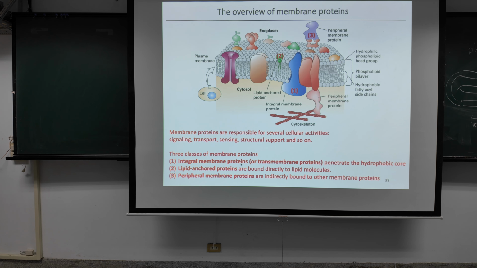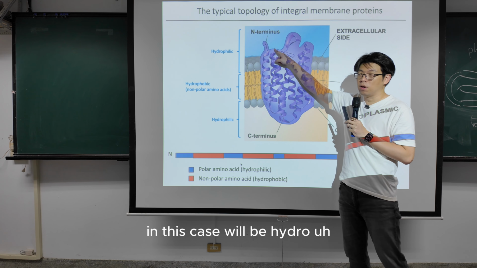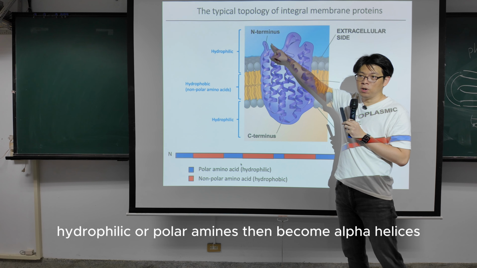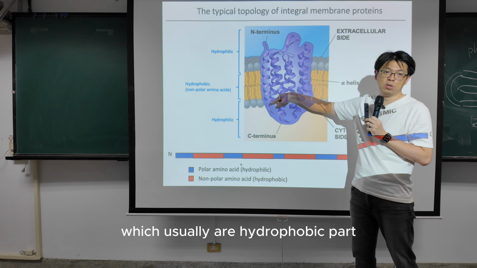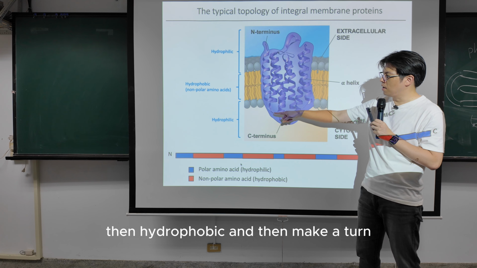So for the integral membrane protein, as you can see here, this is a really typical integral protein or transmembrane protein. You will see this is a hydrophobic core, right? So they will arrange their hydrophobic or non-polar amino acids in this part and arrange their polar or hydrophilic region in this part. So this will be the N-terminal, in this case hydrophilic or polar amino acids, then become an alpha helix, which usually is the hydrophobic part, then hydrophilic, and then make a turn, go back to the hydrophobic, hydrophilic, hydrophobic, hydrophilic, like this.